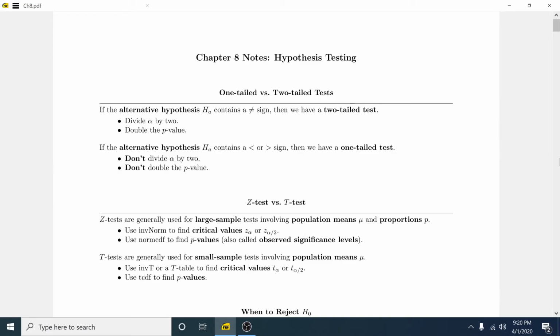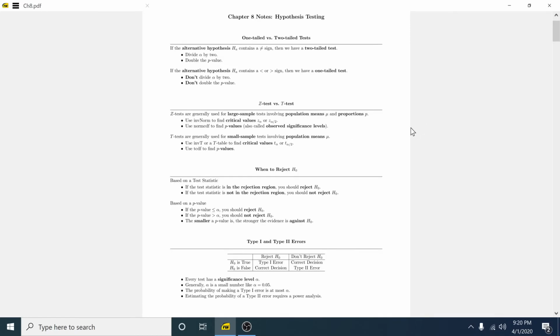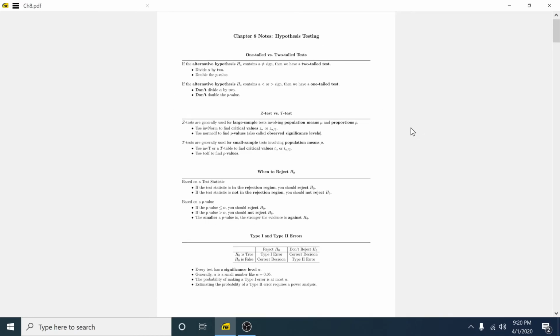Chapter 8 of the course on hypothesis testing. As you can see, I've prepared a study guide for this chapter that is very similar to the study guide that we looked at for the confidence interval material. Now, you'll notice that this study guide roughly has two important parts.